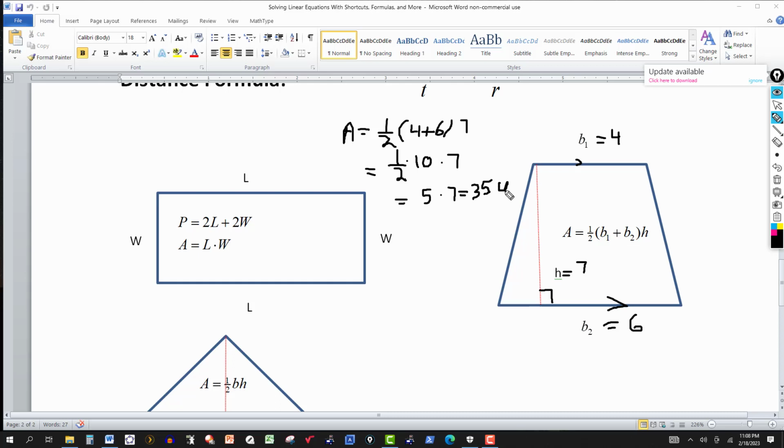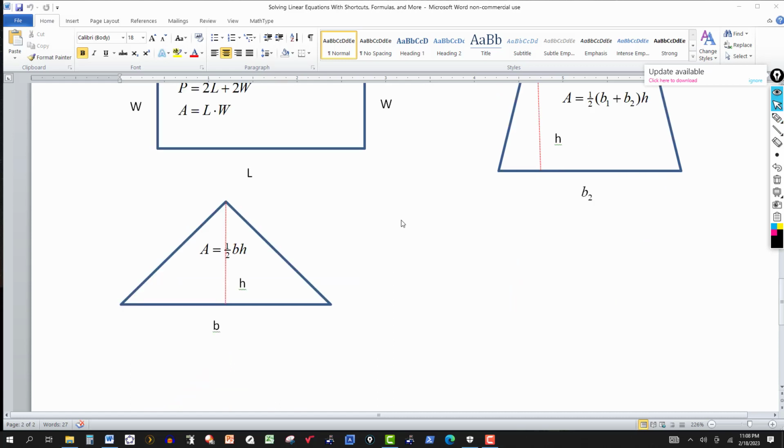And that's units. Because it's area, it's square units. I'll just call it U squared. This could be inches, feet, whatever. So the answer to this is 35 square units. Now let's look at the next one.